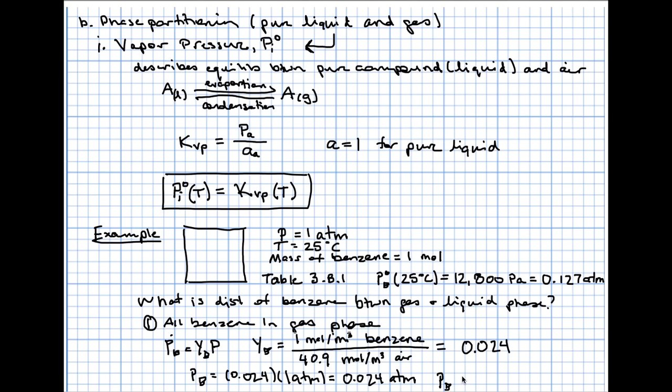Then we just compare this to the vapor pressure, and we see that the partial pressure of benzene is less than the vapor pressure at that temperature. Therefore, all of the benzene is in the gas phase. So that was a good assumption to start with for this problem. But just for the sake of doing this example, let's explore the other possibility, that some of the benzene would be present as a pure liquid.